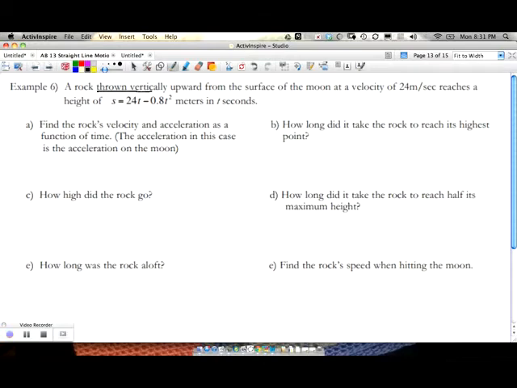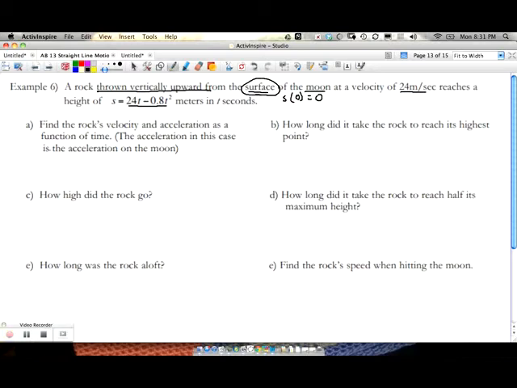A rock is thrown vertically upward from the surface of the moon. Okay, we already know something. Surface of the moon, from ground level. That means that s of 0 equals 0. And its velocity is 24 meters per second. So actually, they're giving us the measurement here: 24t minus 0.8 t squared meters in t seconds.